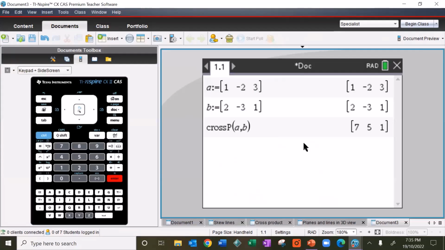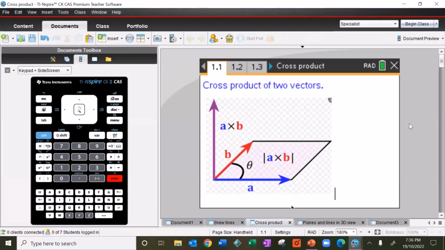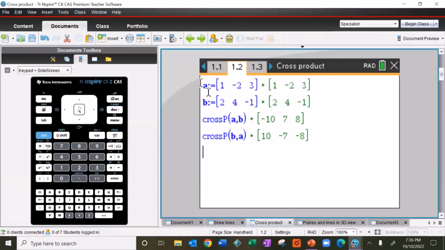So that's a simple application. We can play with what happens if I find the cross product of B and A, and we can clearly see that we have the change in the direction. So that can be set up nicely in a notes page. So then, of course, it allows us to change A, B, and play with those vectors.